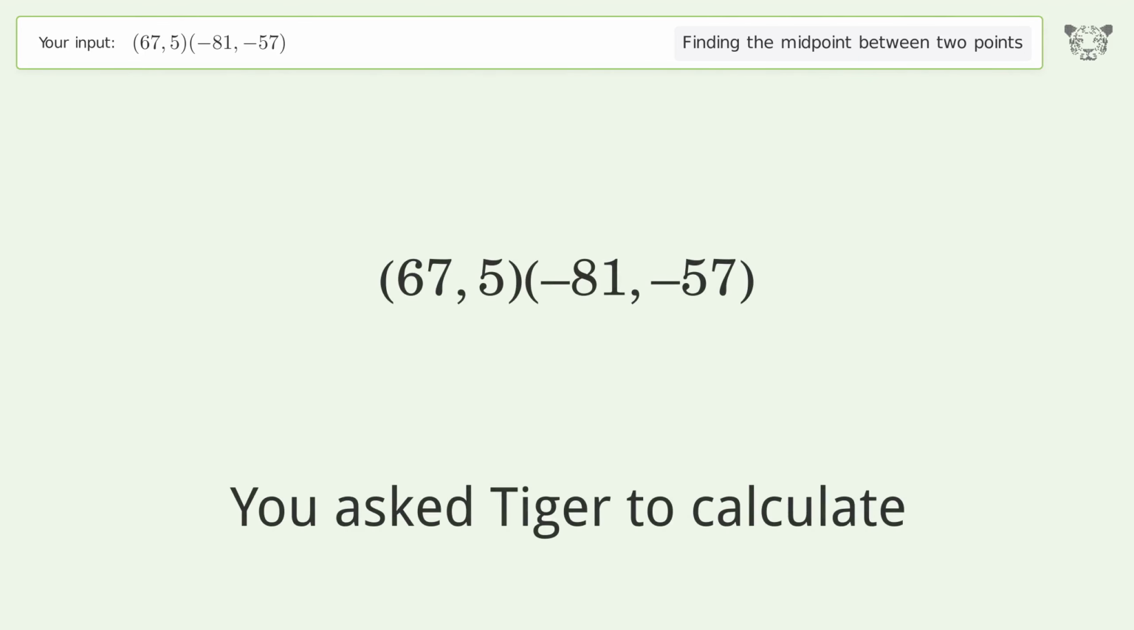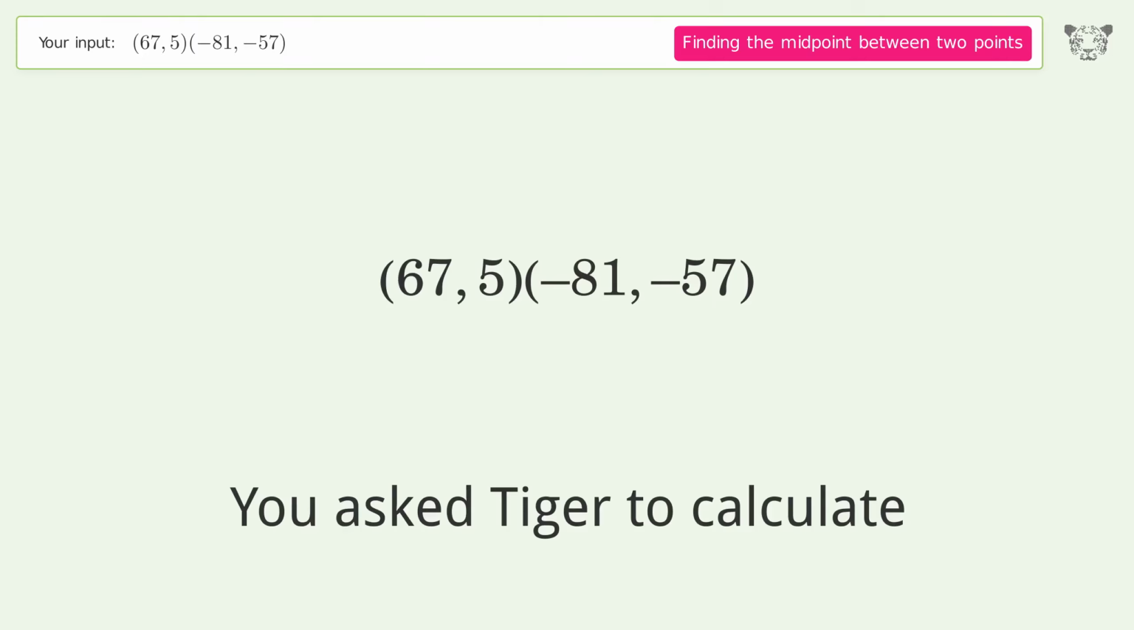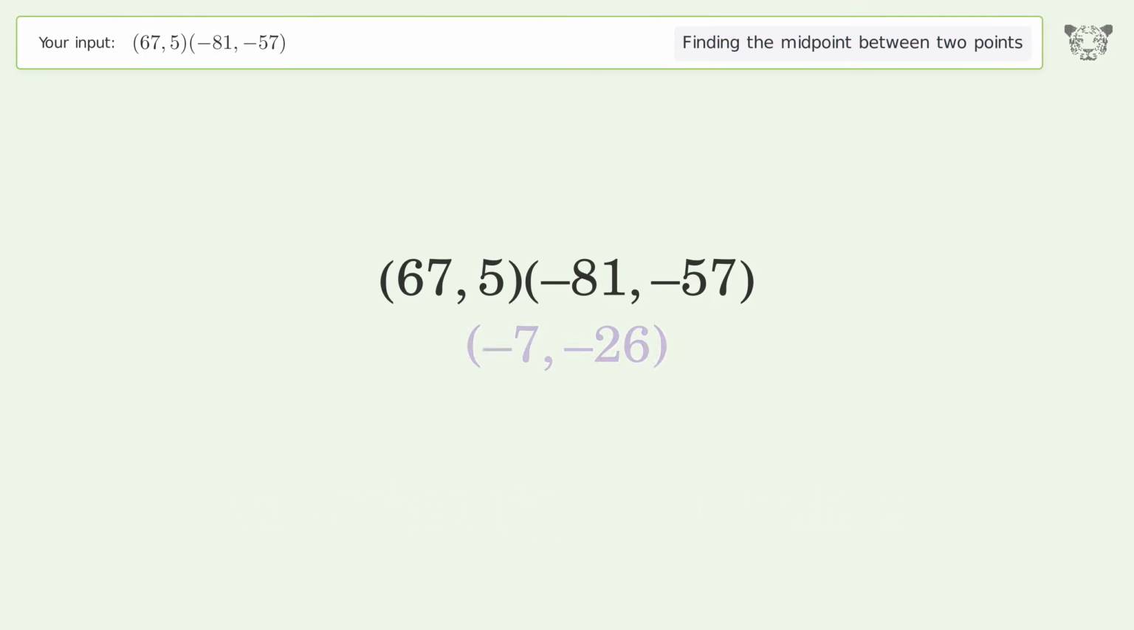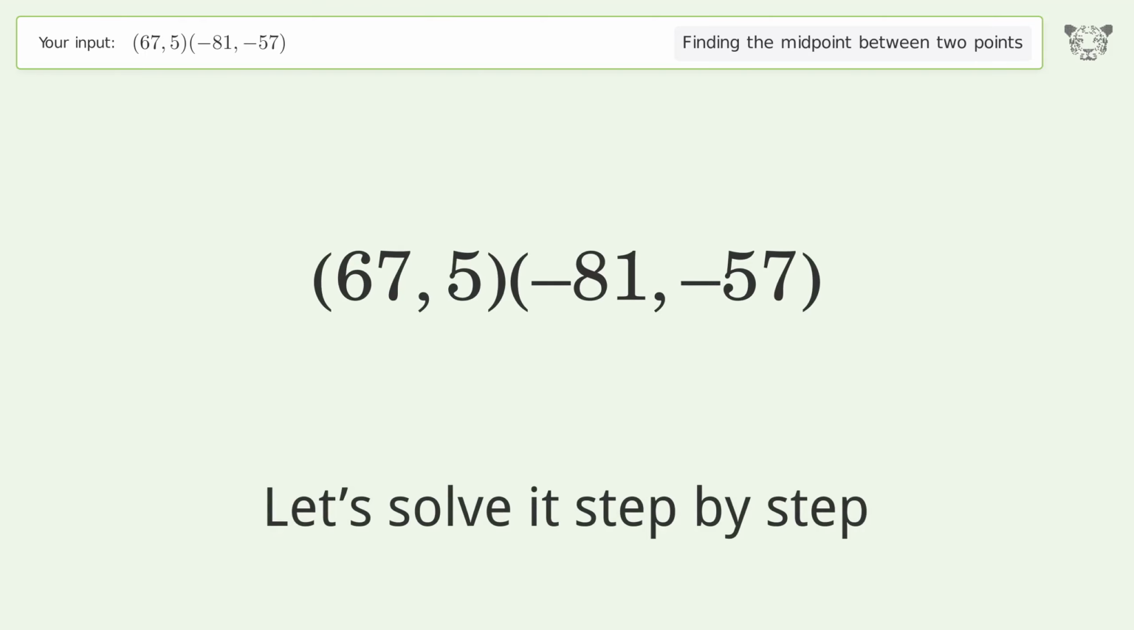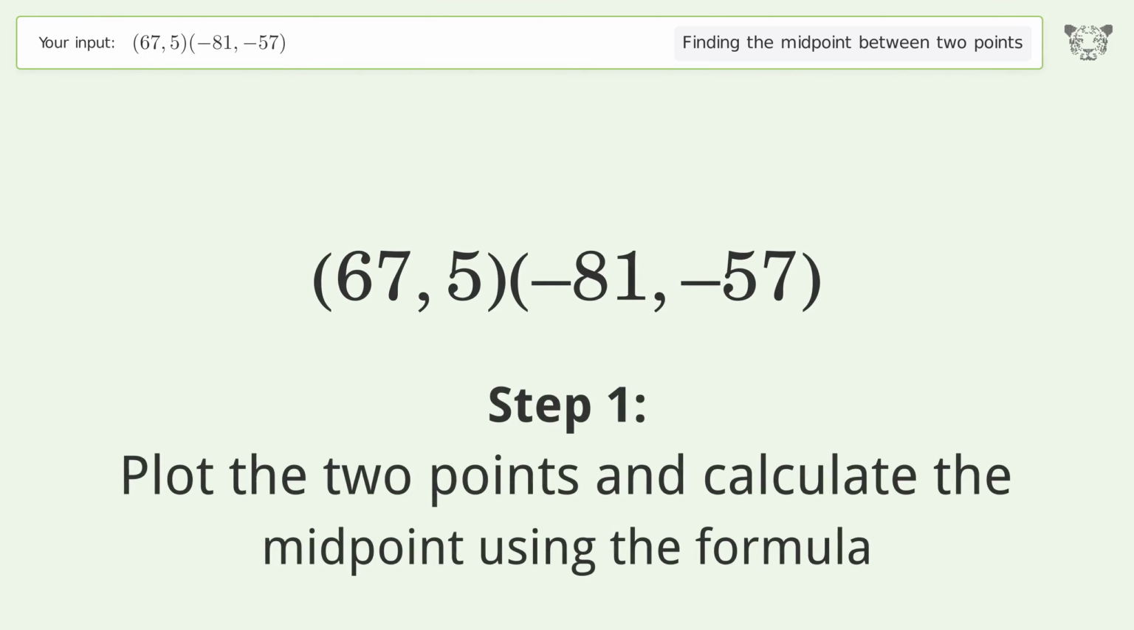You ask Tiger to calculate. This deals with finding the midpoint between 2 points. The midpoint between the 2 points is -7, -26. Let's solve it step by step. Plot the 2 points and calculate the midpoint using the formula.